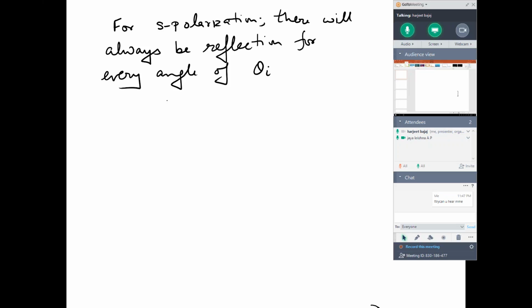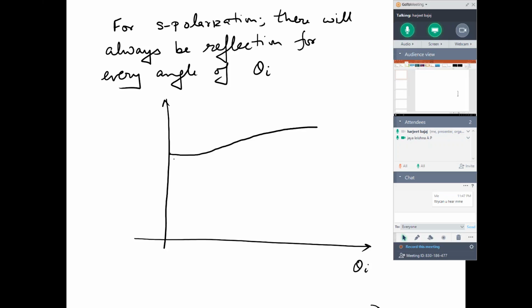If I was going to be plotting the reflection term versus theta, I would have a term which would normally go something like that. It would start slowly and then it will start to increase as theta I is increased. It will normally go something like that.